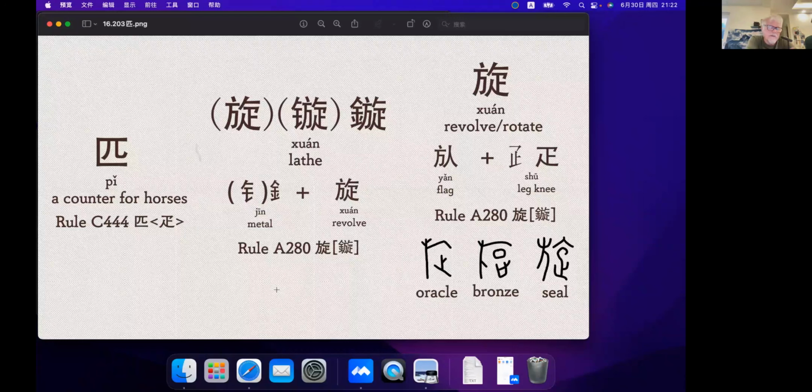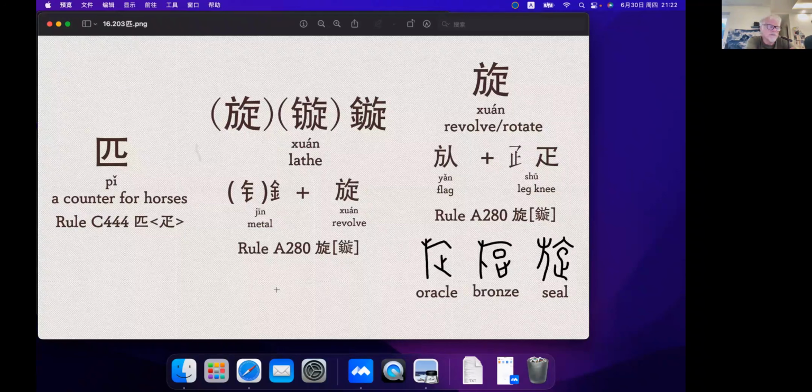The lathe has been around for maybe 20,000 years, wooden lathes. But recently, lathes, as you know, are made of metal. So it has simplification rule A280.